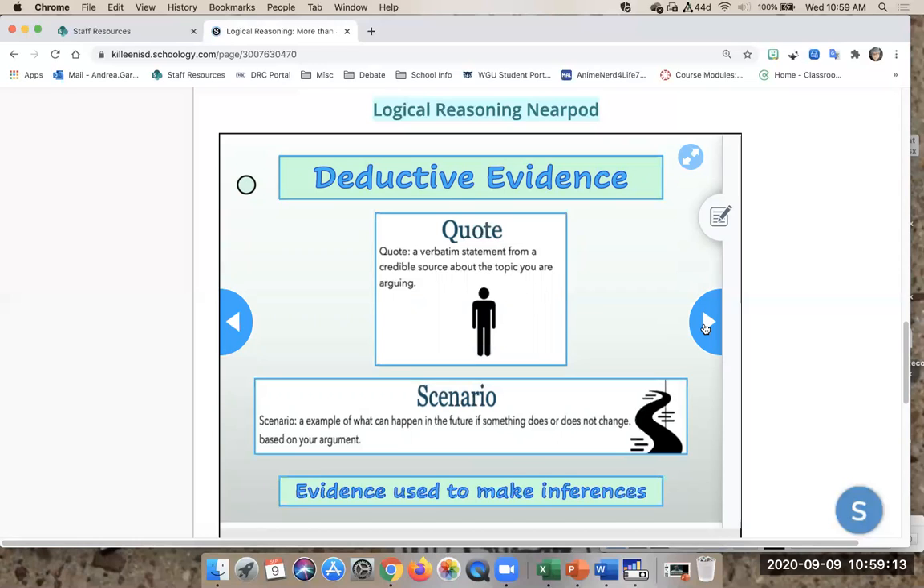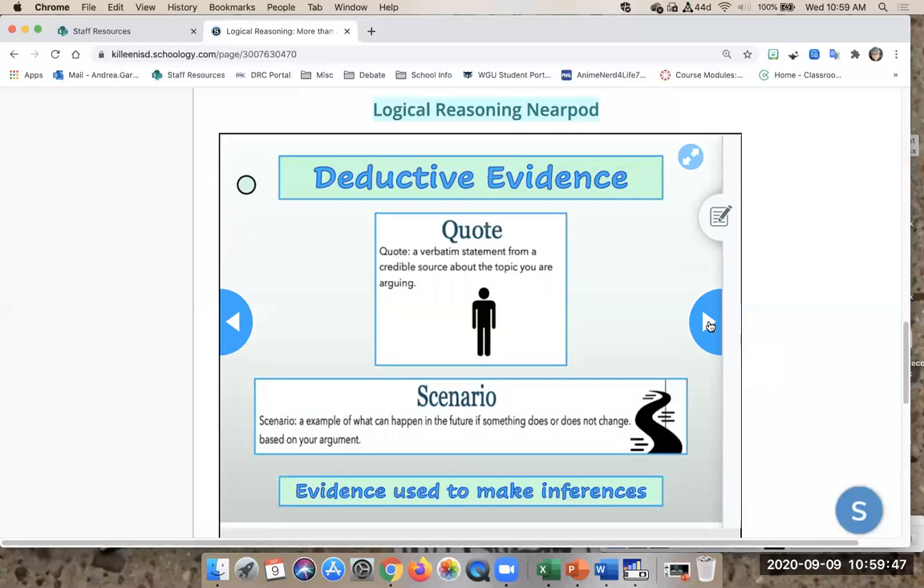Scenarios. So those are things that you think can happen in the future. Can I prove that's going to happen? No, but I'm saying I think this is what's going to happen in the future based off the clues that I have. Okay? So these are the types of evidence we use to make those inferences. And inferencing is the main way we use deductive reasoning. Think of deductive almost like a detective, right? I'm a detective, I'm finding the clues, and I'm going to come up with my own conclusion. Okay? Any questions?